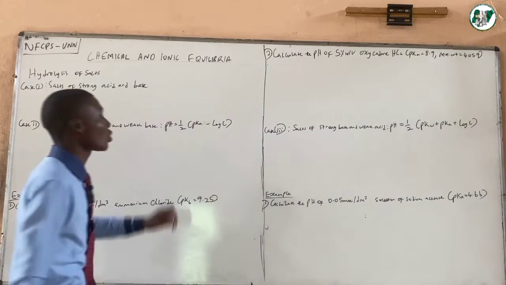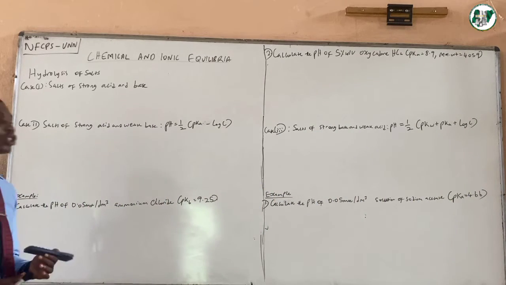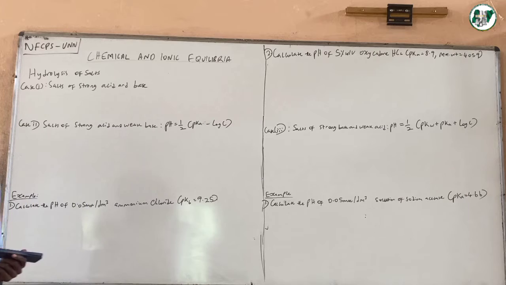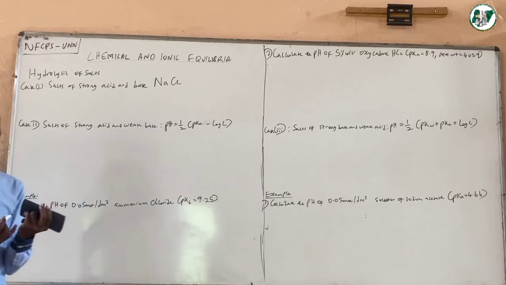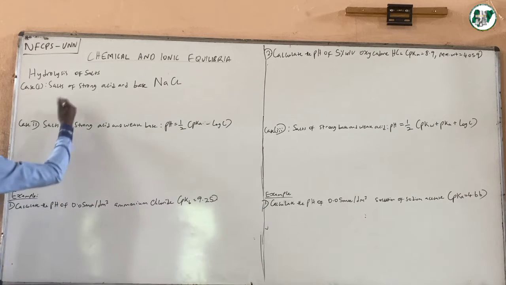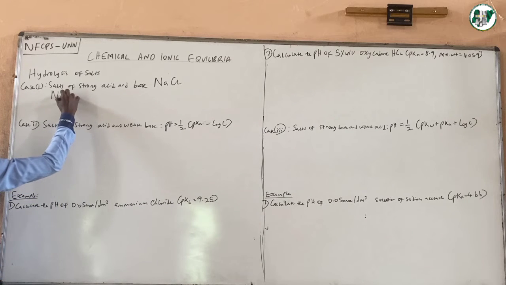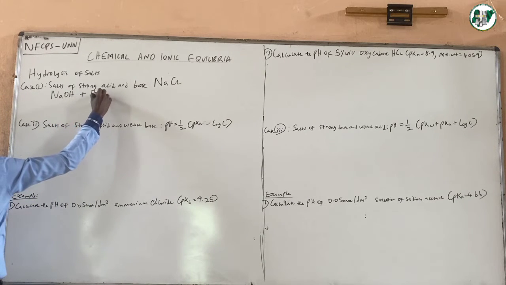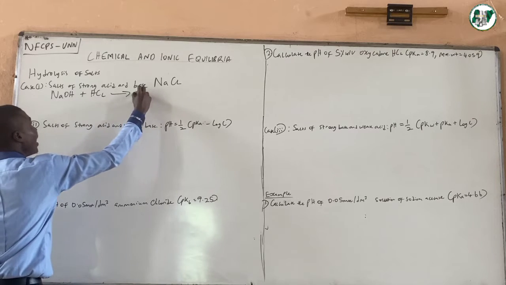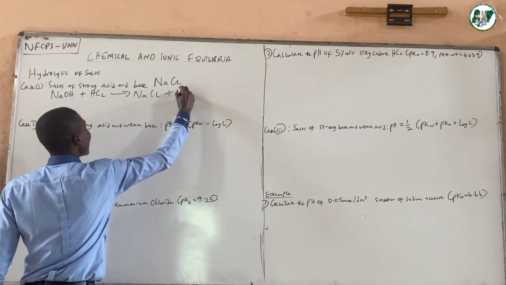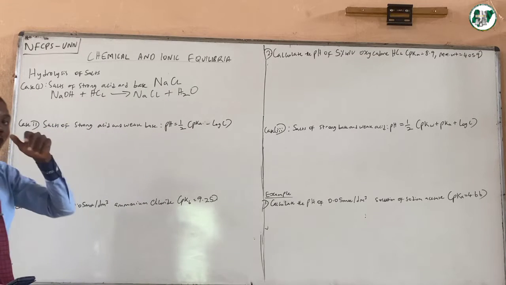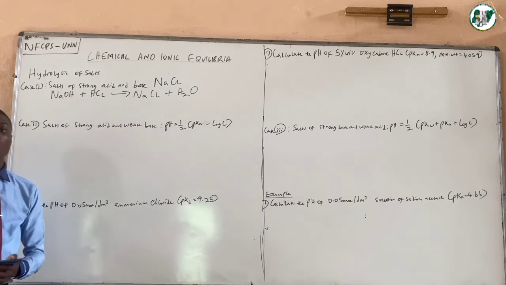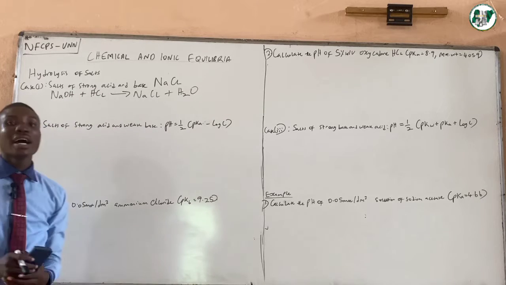So we'll start with the salts of strong acid and strong base. An example of such a salt happens to be sodium chloride. Sodium chloride is formed from a strong acid and a strong base because it's formed from the combination of NaOH plus HCl to give NaCl plus H2O. This is a strong base, sodium hydroxide. This is a strong acid, hydrochloric acid. So it gave us sodium chloride.